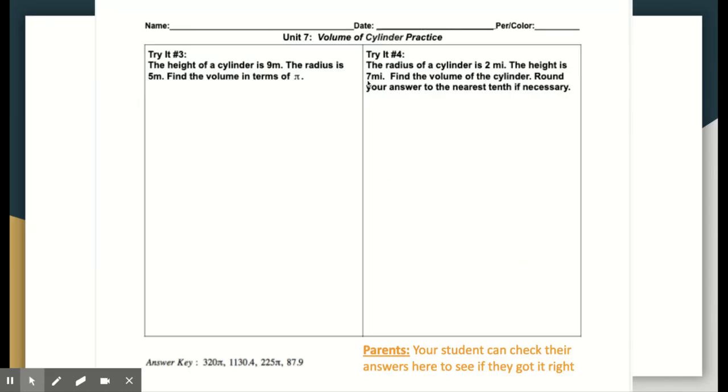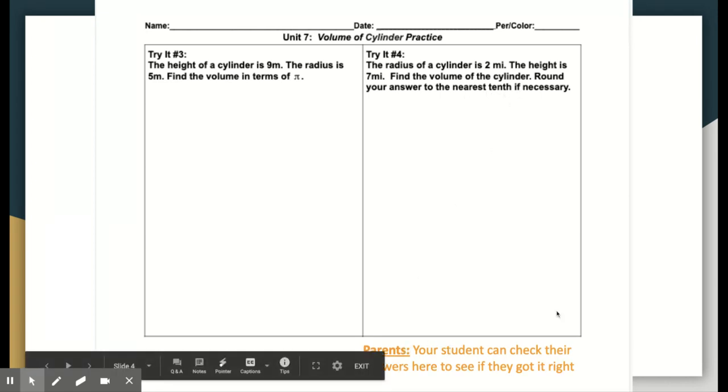We have 2 more try it problems identical to the first 2. Again, finding the volume in terms of pi, and then find the volume and round your answer to the nearest tenth. Parents, your student can check their answers right here to see if they got it correct.